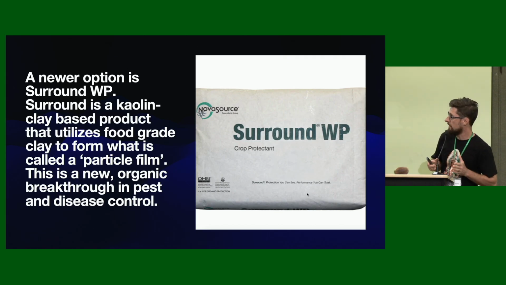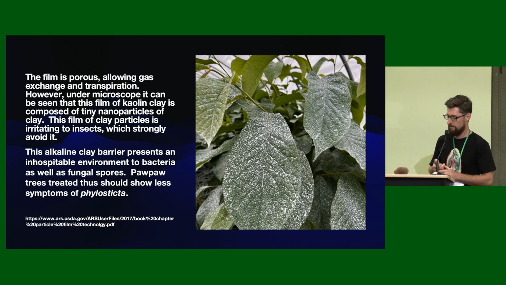Surround forms what's called a particle film. It's a new organic breakthrough in pest control and disease control. This is what trees look like when they've been sprayed with Surround. They look almost like they were spray painted white. The film's porous, so it allows gas exchange and transpiration. However, under a microscope, it can be seen that the kaolin clay is composed of tiny nanoparticles. They're very irritating to insects, and they also make a very inhospitable alkaline surface that fungal spores have a lot of difficulty taking root in, so to speak.